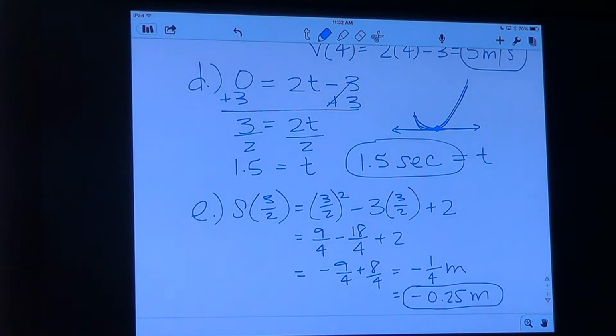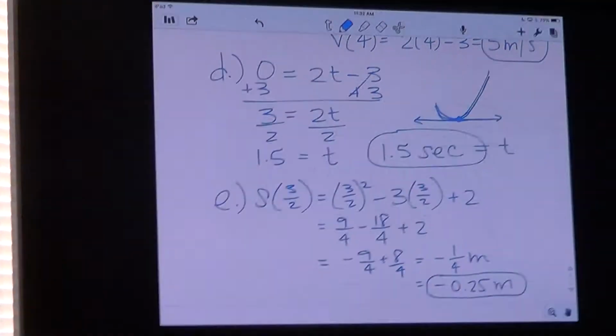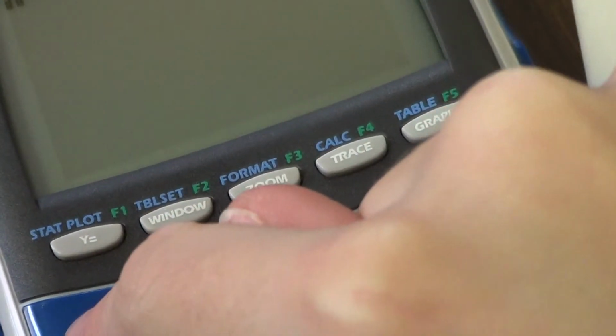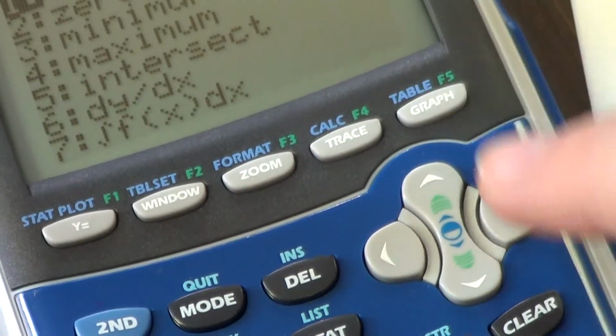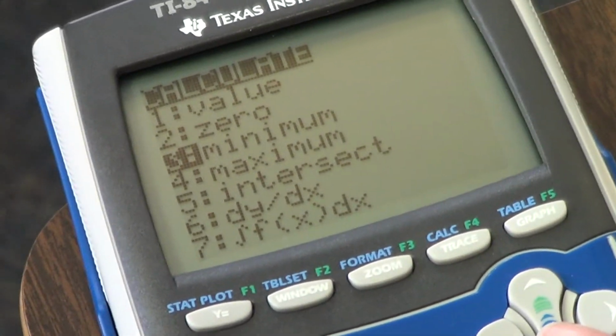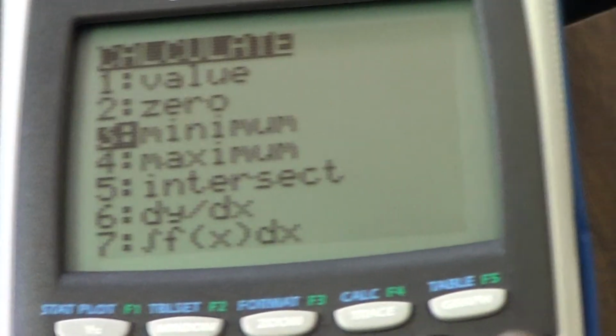Okay. But even if you think maybe the graph didn't help you that much, if you want to check your answer for minimums, I'll show you how to do that on your graph. You already have a graph, so go to second calc, which is above where it says trace. Go to minimum, yep. And then hit enter where it says minimum.